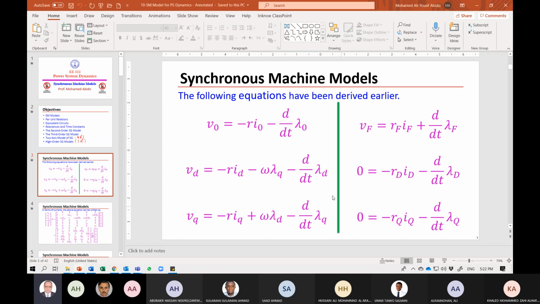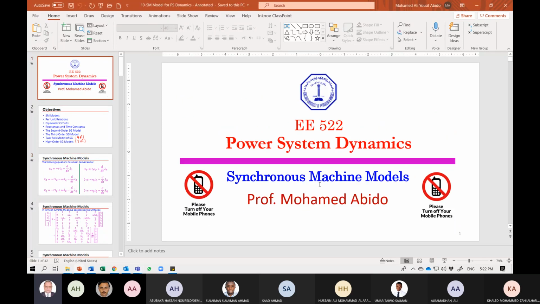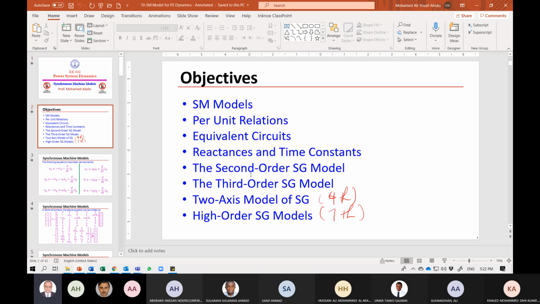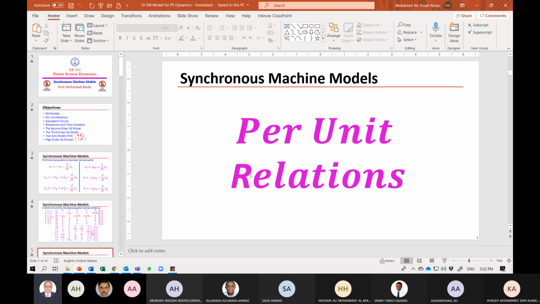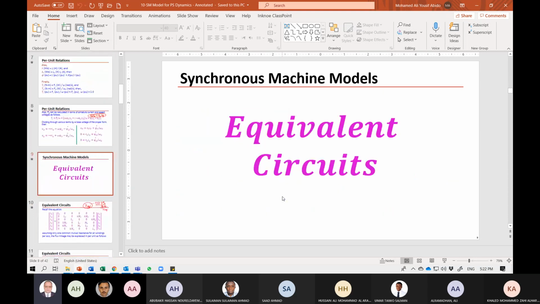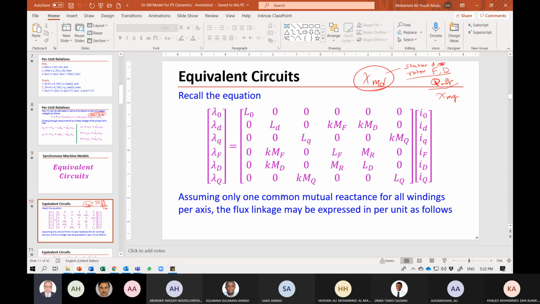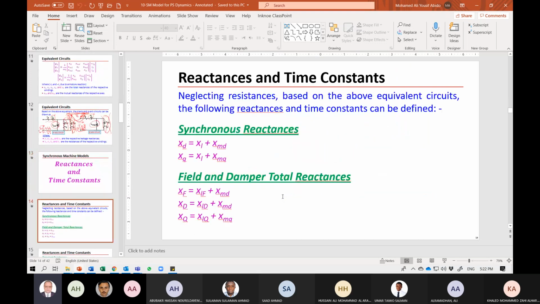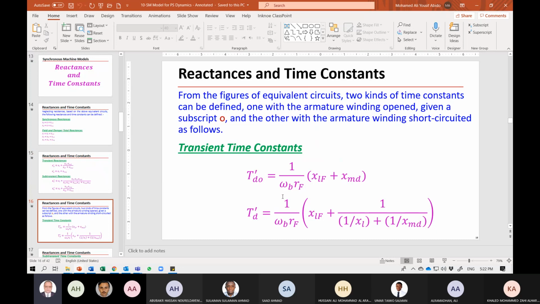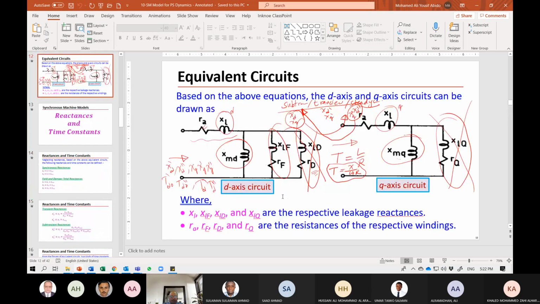We already started this part of synchronous machine models. I think we covered all this: per unit quantities, equivalent circuits. I think we are here. I think it's better to copy these figures here.